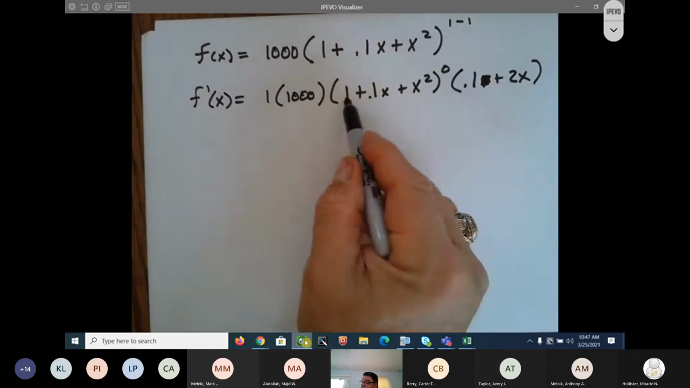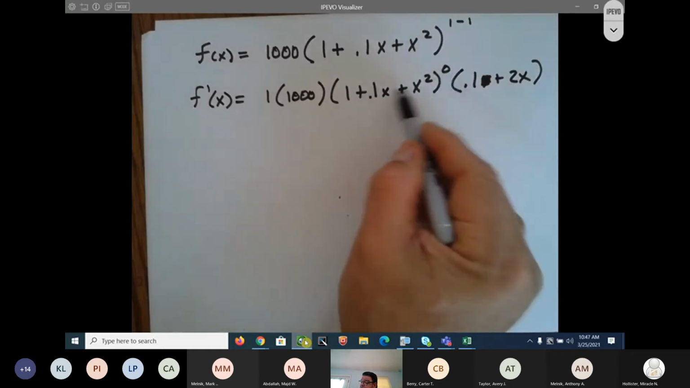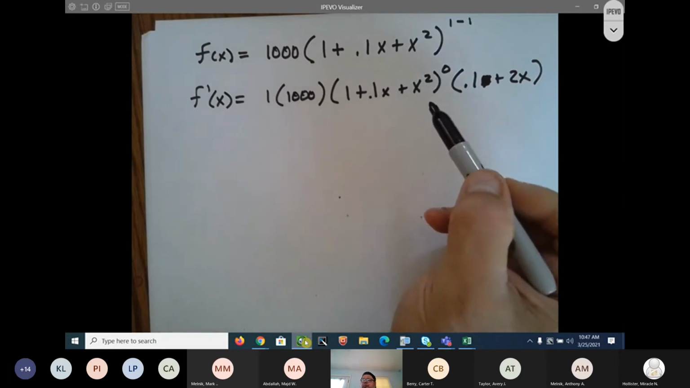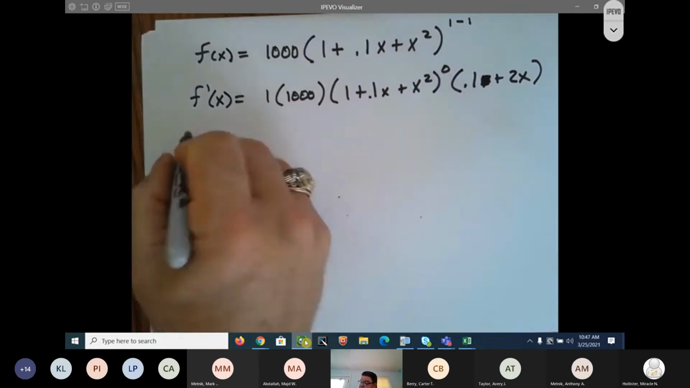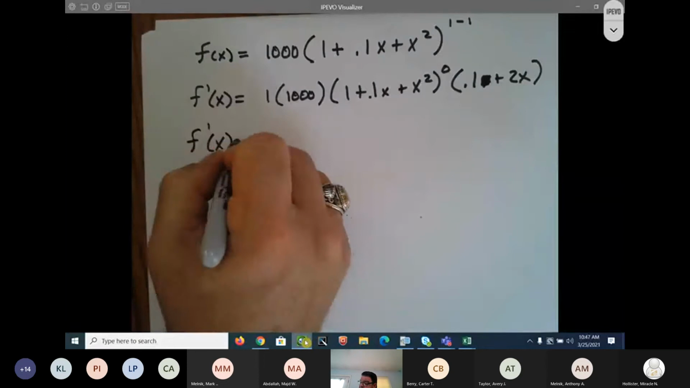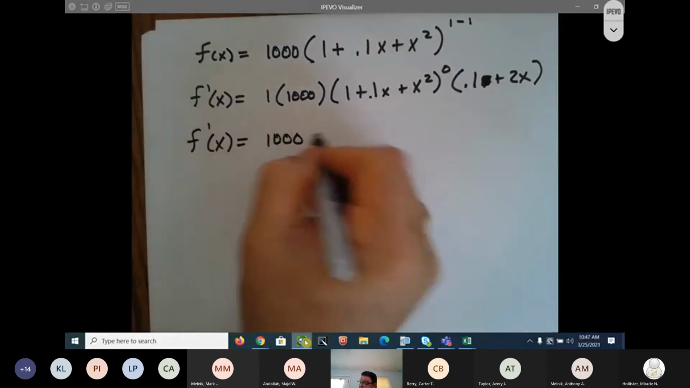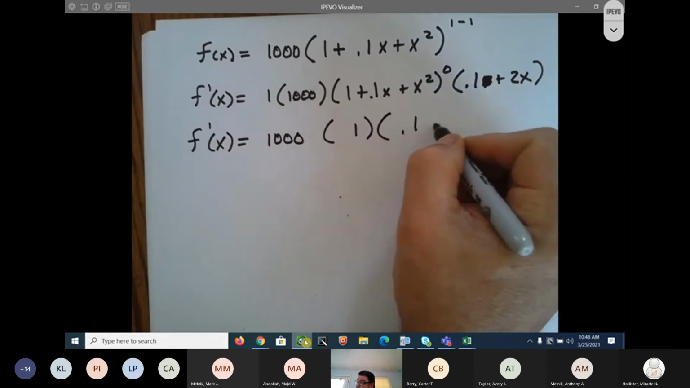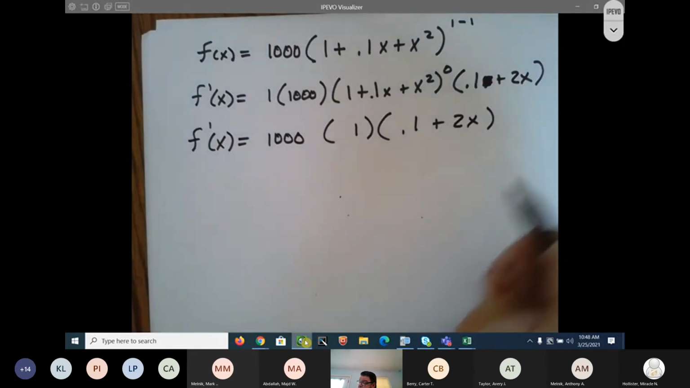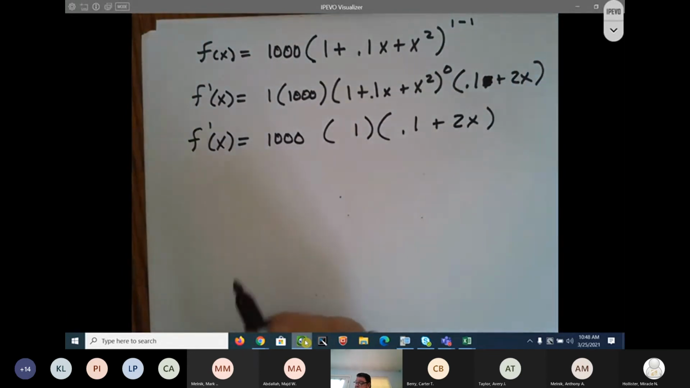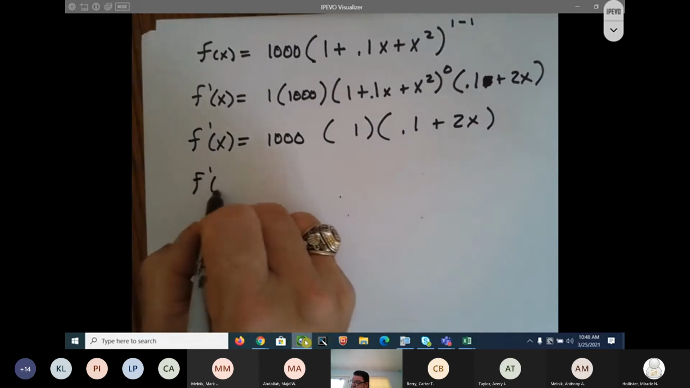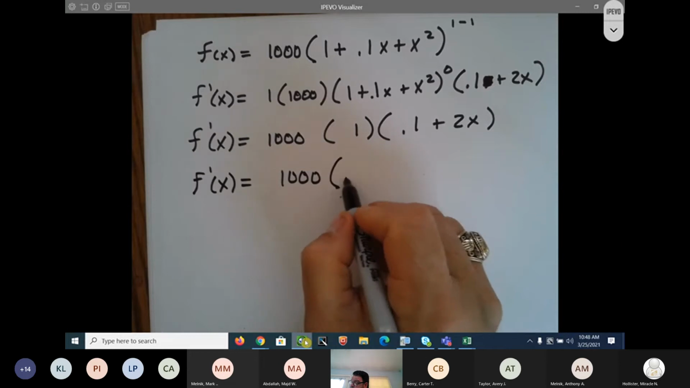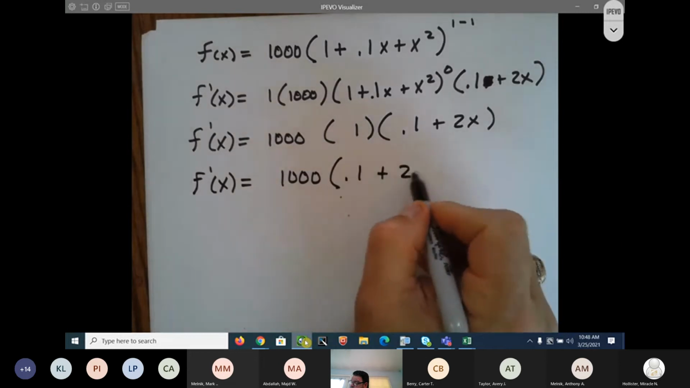Well, anything to the 0 power is what? What's anything to the 0 power? 1. So f prime of x is equal to 1,000 times 1 times (0.1 plus 2x). So f prime of x is equal to 1,000 times (0.1 plus 2x).